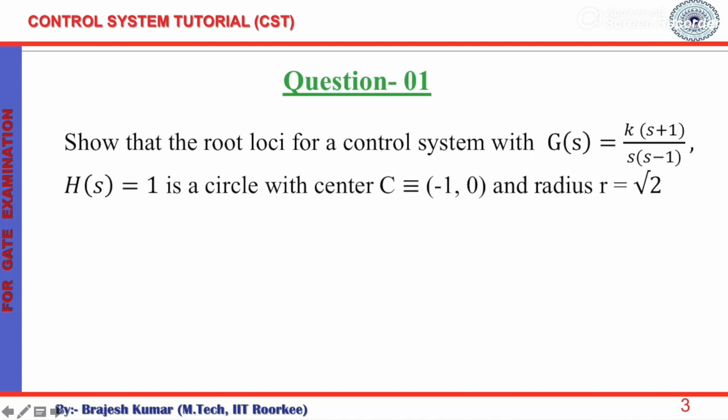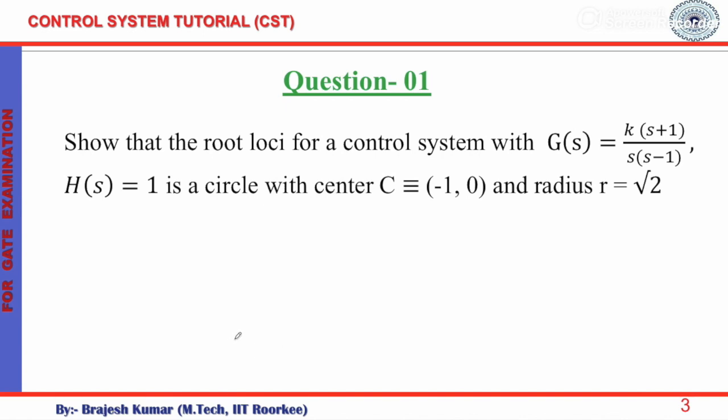It says to show that the root loci for a control system with a given G(s) and given H(s) is a circle with center -1, 0 and radius r = root 2. So how will you approach this particular numerical? You are not required to draw any root locus for this question. You need to approach this question analytically.